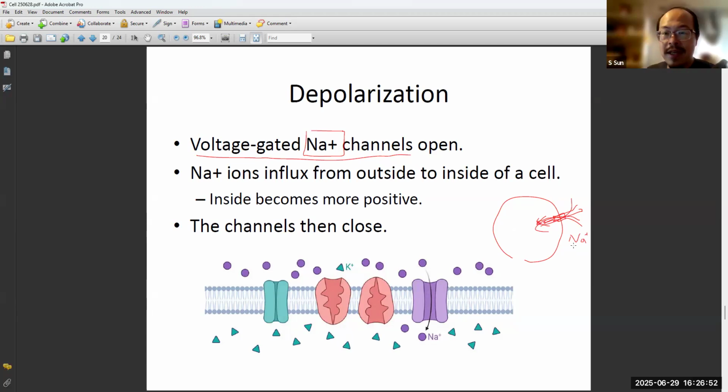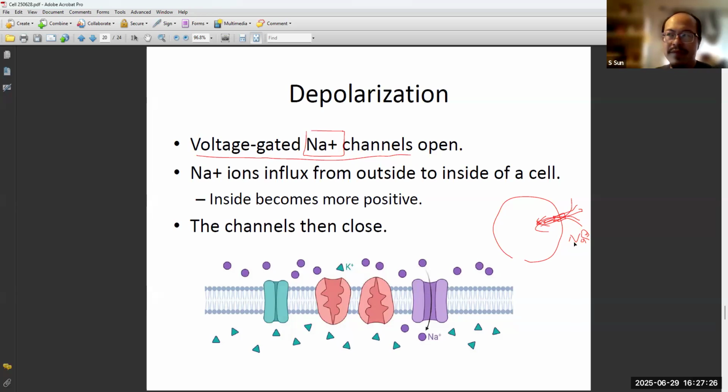And with this sodium coming in, sodium brings a positive charge, and it's going to make the inside very quickly positive. So that depolarizes it, removing that negative environment to become positive again. So that's that. Depolarization is driven by voltage gated sodium channel. Sodium will influx from outside to inside of a cell.